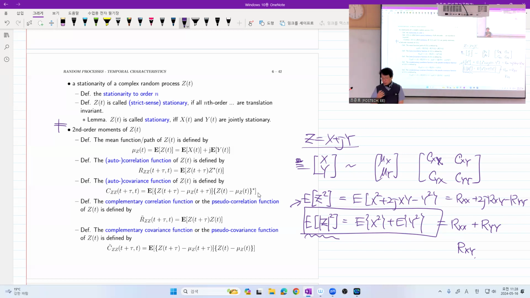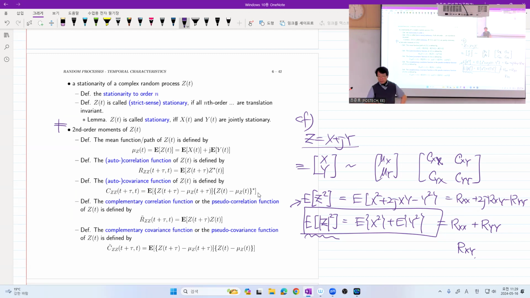So as you remember, and as we've seen already from our experience, we can immediately see that this definition of autocorrelation and that definition of autocovariance may not fully provide us the second order information. That's why we define the complementary autocorrelation function and the complementary autocovariance function.